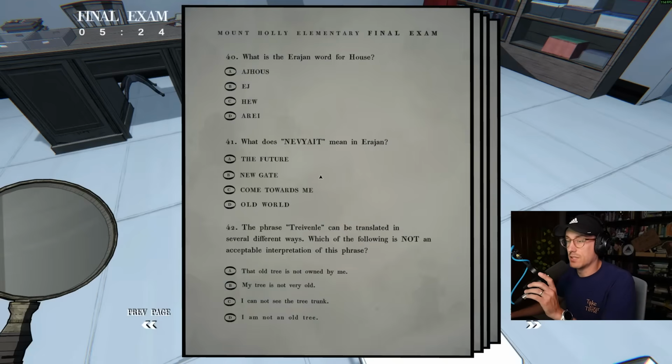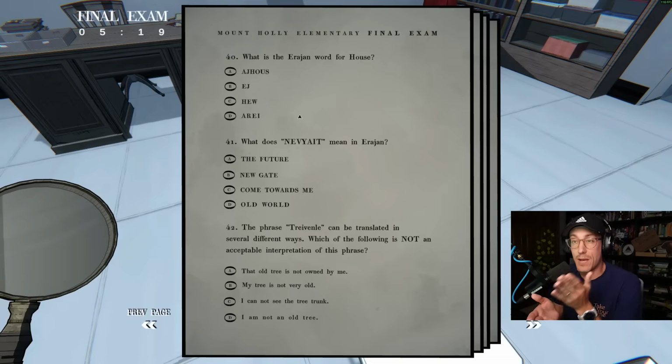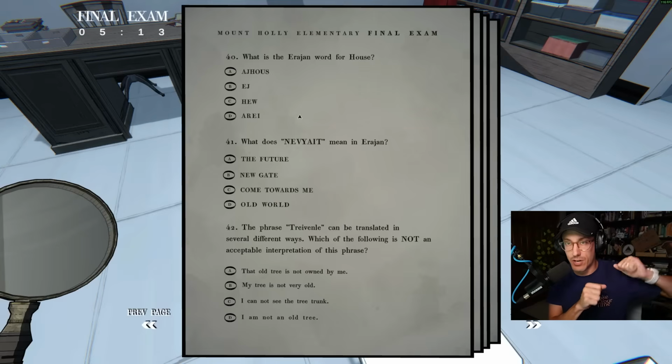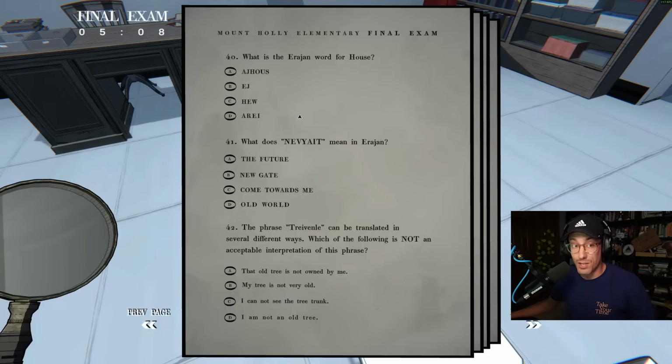Okay, we gotta get as many answers on the page as possible. 5 minutes left. What is the Arajan word for house? My bet is that they will return the final exam to me and not say how many out of how many correct, but instead will say, on 40, you got it wrong. And then I will know, hopefully, what ones were wrong. What is the Arajan word for house? It's hue. What does Nev Yate mean? I don't know. You tell me.